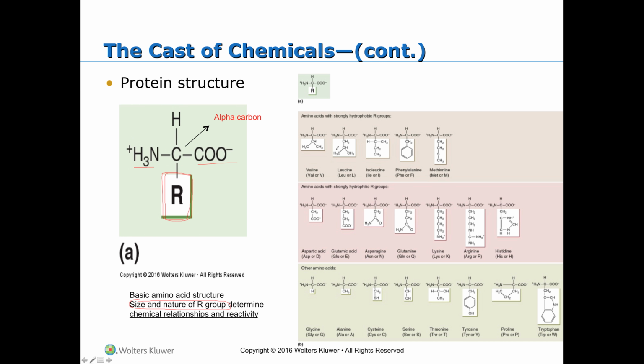So you have amino acids that have very hydrophobic R groups, such as valine, leucine, isoleucine, phenylalanine. Phenylalanine also has a benzene or an aromatic ring, and methionine. You have amino acids with hydrophilic R groups, aspartic acid, glutamic acid. These are also known as aspartate and glutamate, asparagine and glutamine, lysine, arginine, and histidine. And then you have other amino acids. Glycine is the only non-chiral amino acid. Alanine, cysteine, serine, threonine, tyrosine, proline, and tryptophan.